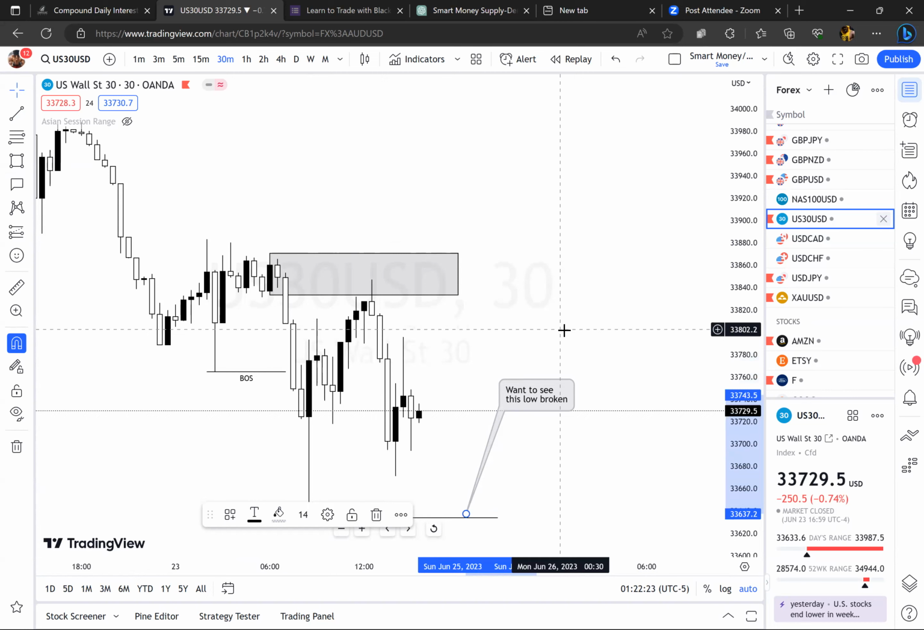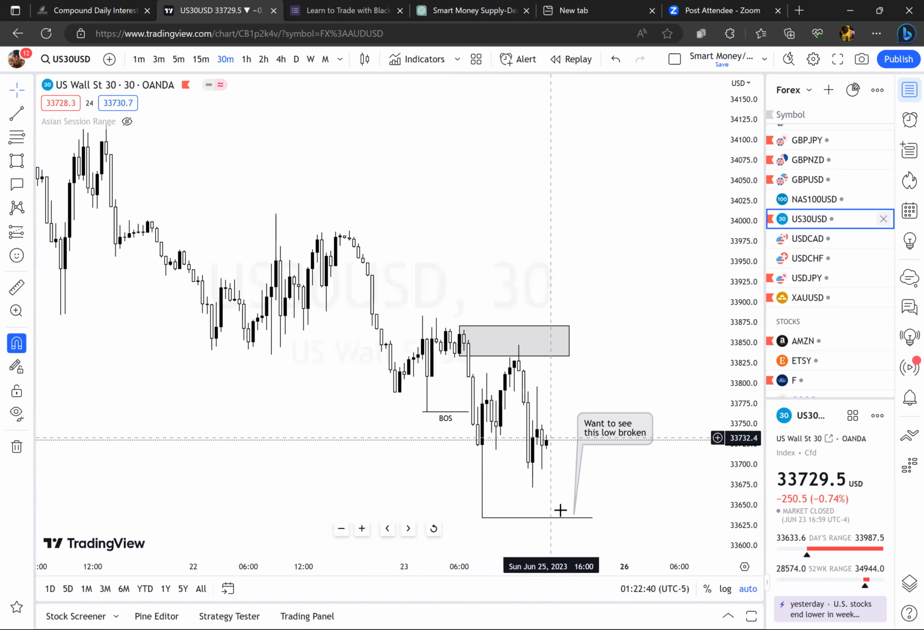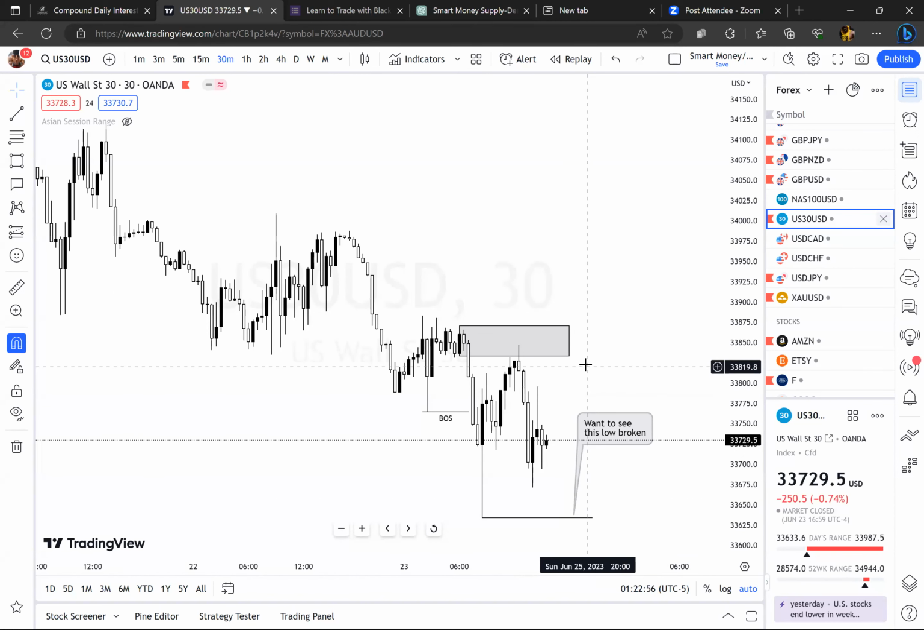Honestly, if this low gets broken, I want to see it broken with momentum, and I want to see imbalance on this move, the move that breaks this. I want to see some long institutional candles break this low right here. Then I'm going to look for something perhaps up in here. That's US30, because I'm not trusting it to come back up here. I don't like the way it looks. Just my instincts, my intuition.